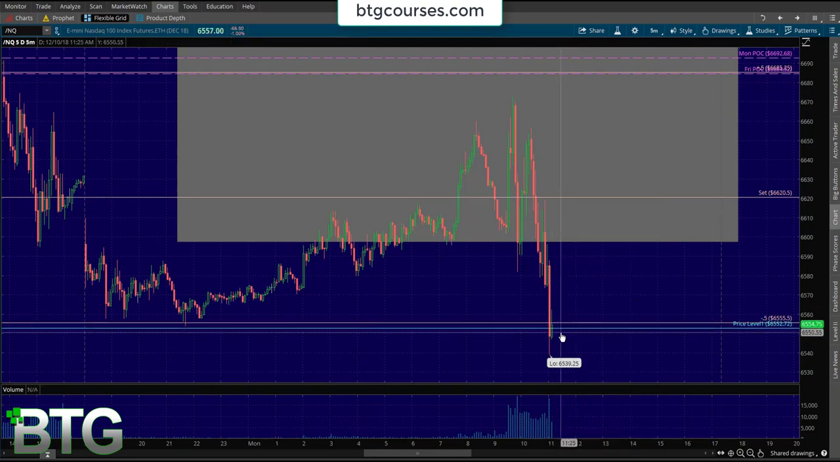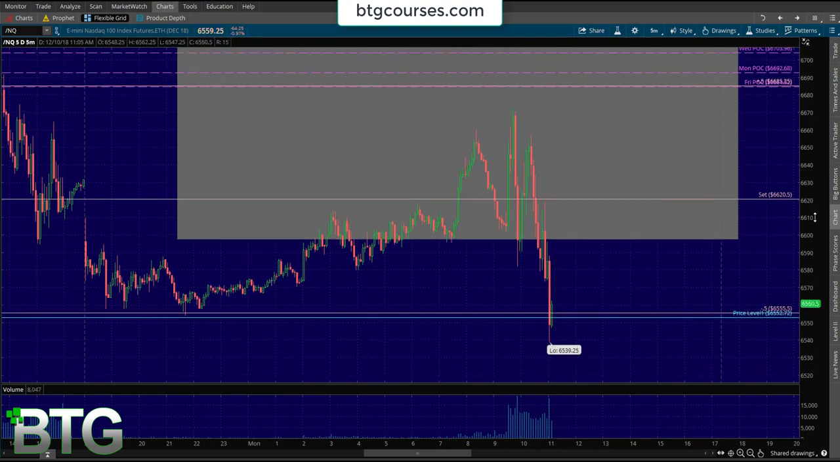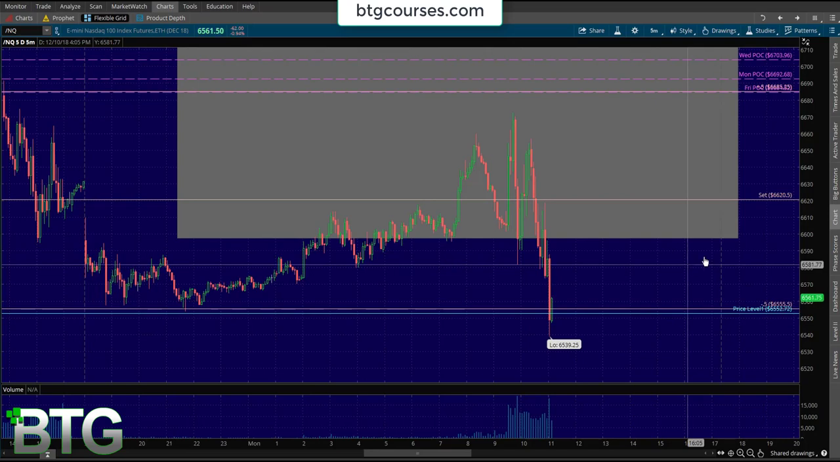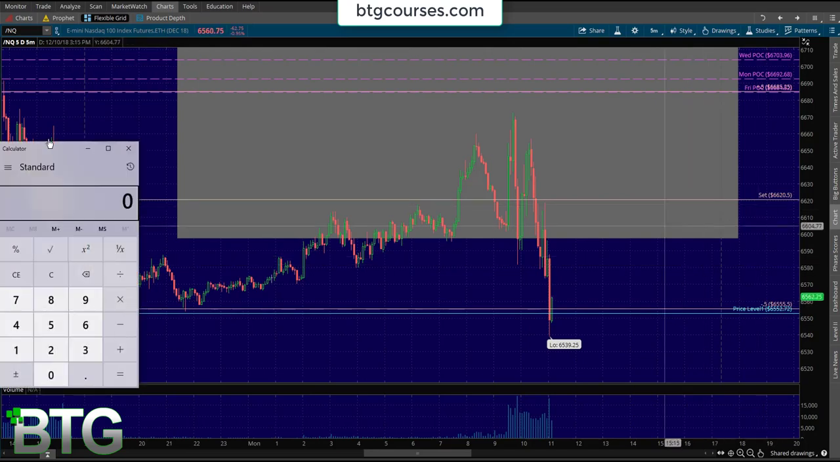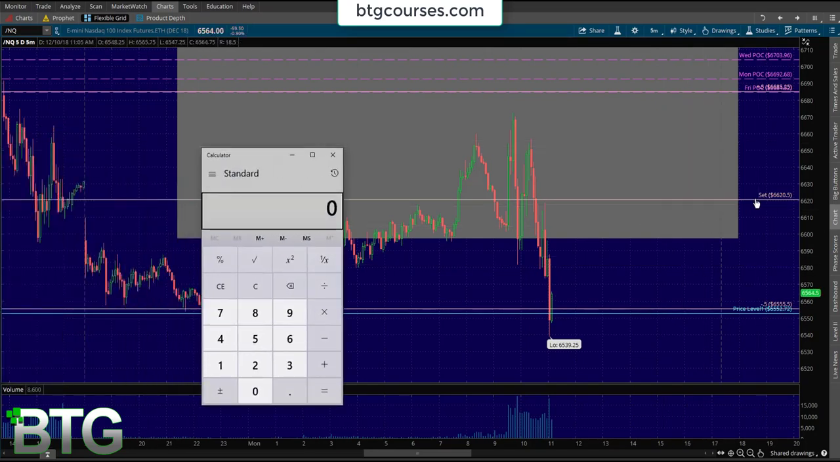Now with BTG charts, we know where to enter, and we also know where to take profit. We're going to use a 0.25 deviation move. A 0.5 deviation move is pretty easy to calculate: you just take the 0.5 minus the negative 2.5. So 6620.5 minus 6555.5 equals 65, and 65 divided by 2 gets us a 0.25 move.